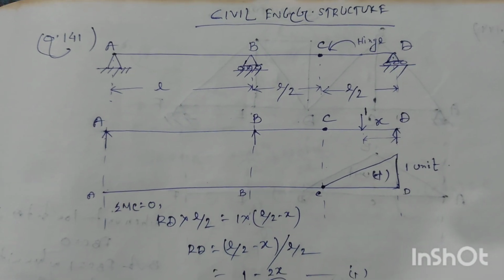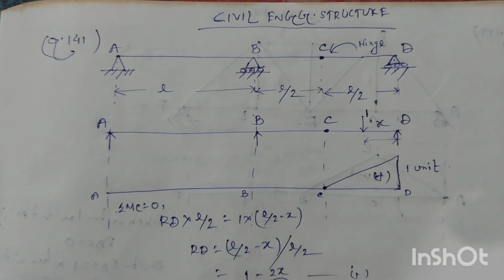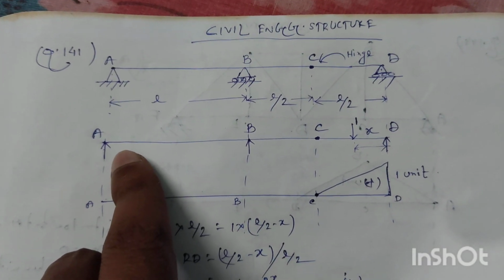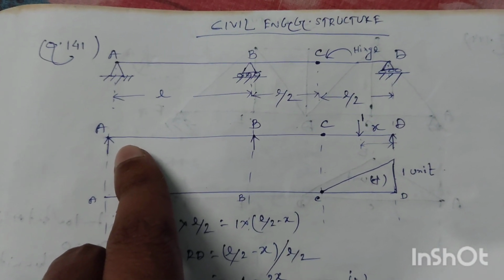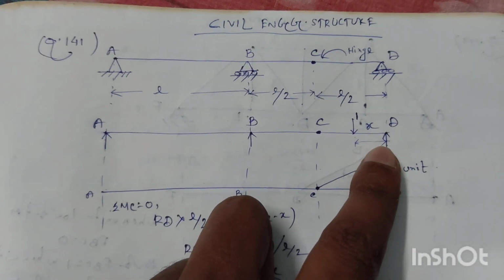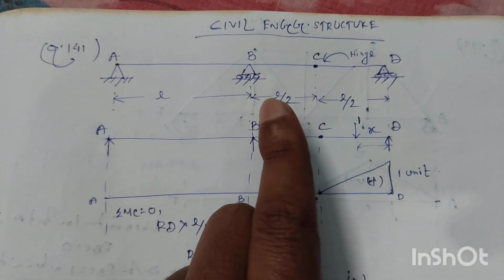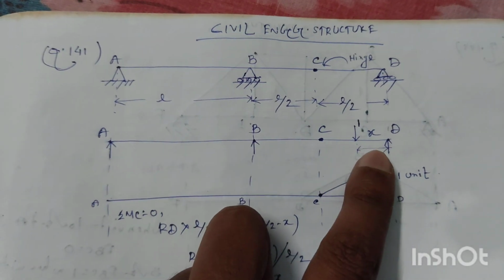Now considering the vertical reaction, the free body diagram of the continuous beam will be like this: vertical reaction at A, vertical reaction at B, and vertical reaction at D. And we have to find the influence line diagram for the support reaction at D.